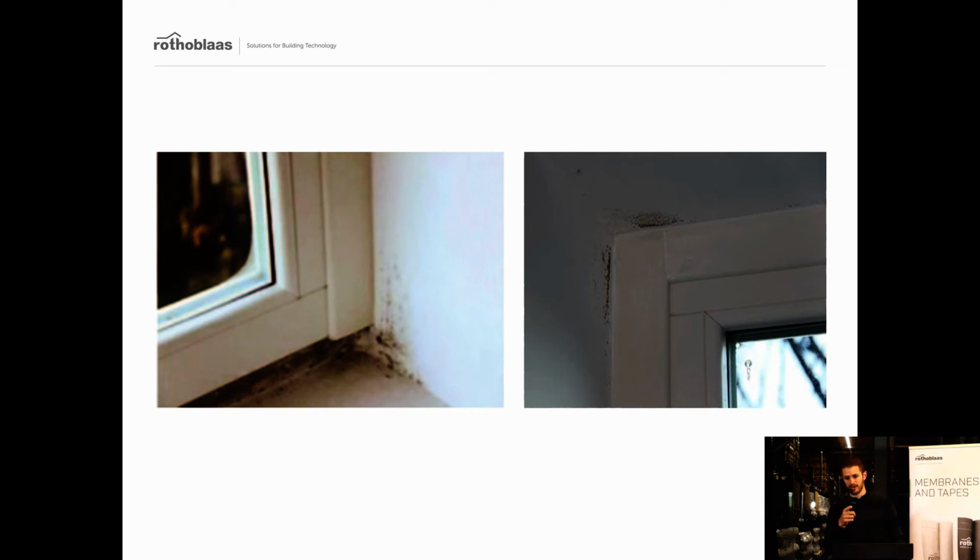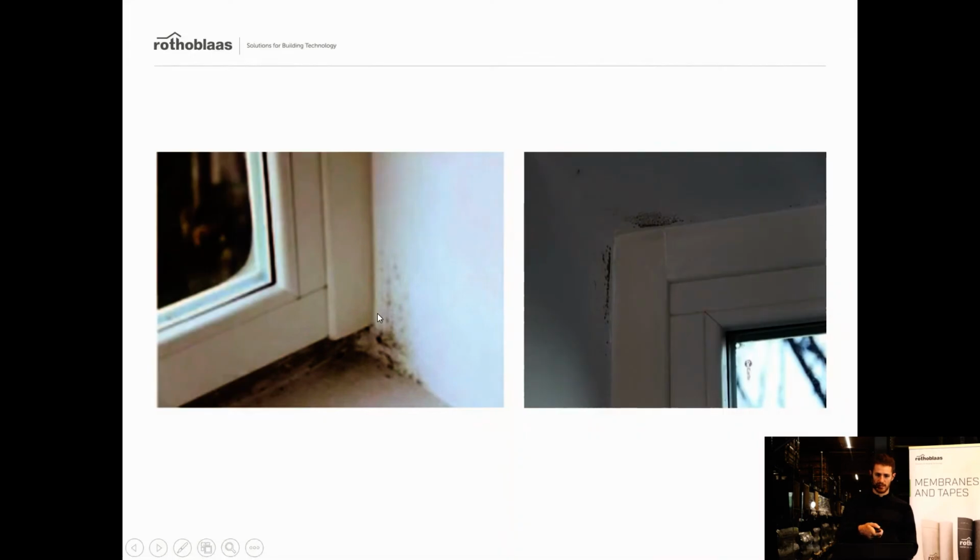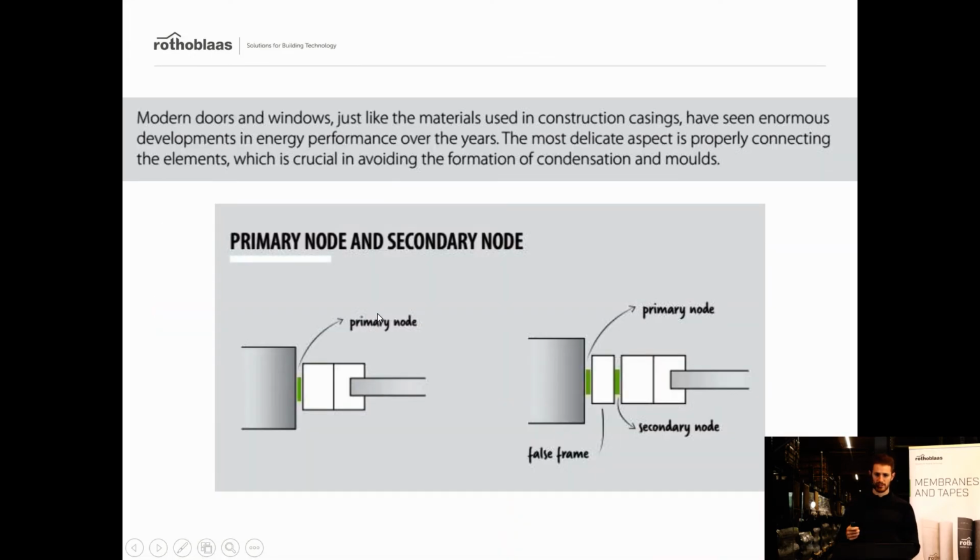And again, we can have the same issues of condensation as well in this part of the window corners, for example. We can see here, for example, superficial condensation, and we can have interstitial condensation as well. So these are the places where we have to protect.